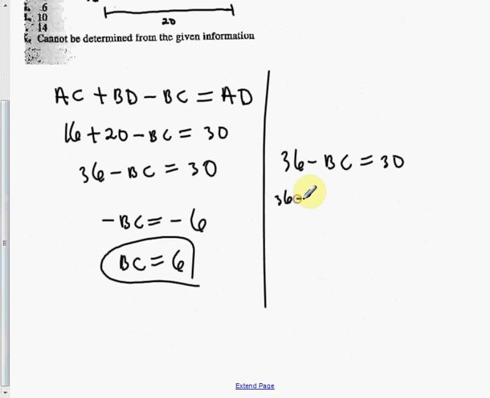A couple of ways you could do that. So we get 30 minus 36. So this is negative BC is equal to negative 6. Then divide both sides by negative, so you get what you want. BC is equal to 6.